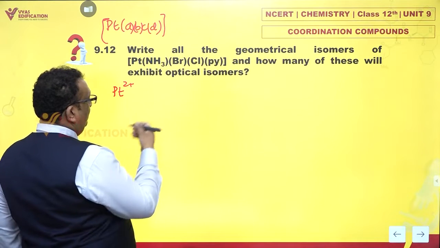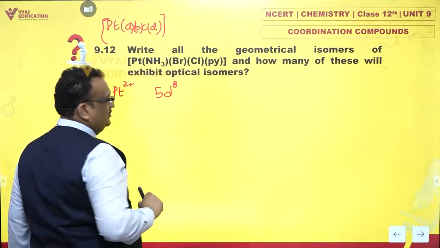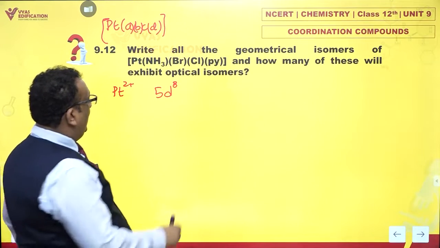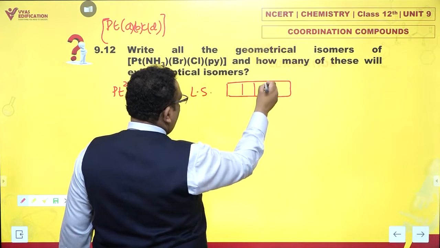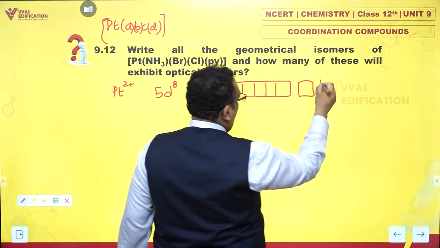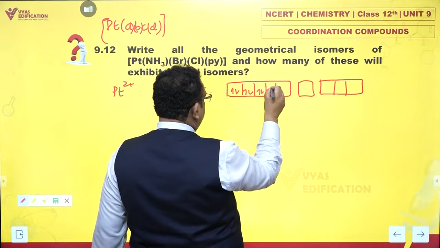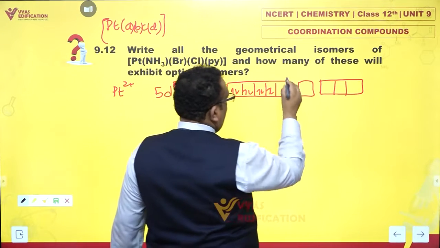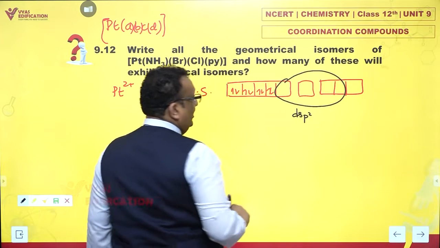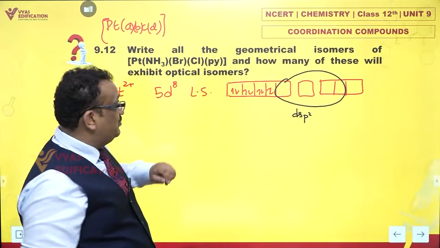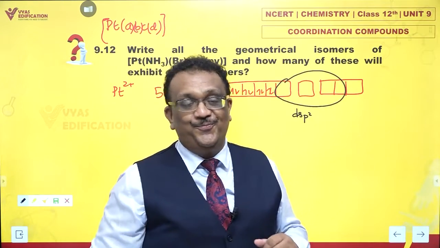Electronic configuration of platinum plus 2, if you see, it is 5d8, and it is a low spin complex. Why? Because second and third transition series always give you a low spin complex only. Coordination number is 4, so I just take 4, so dsp2. The hybridization in this case is dsp2 and the associated geometry is square planar.